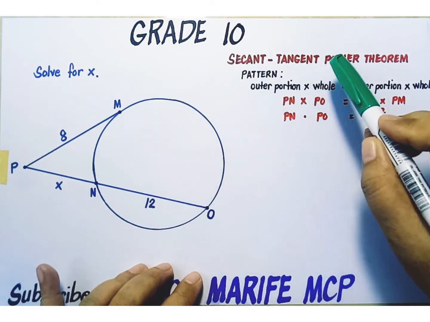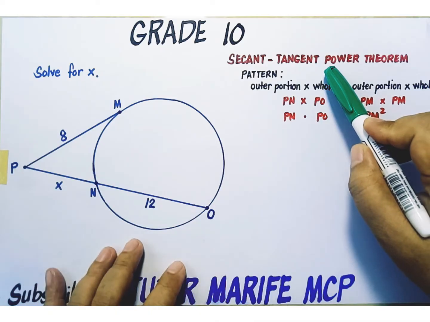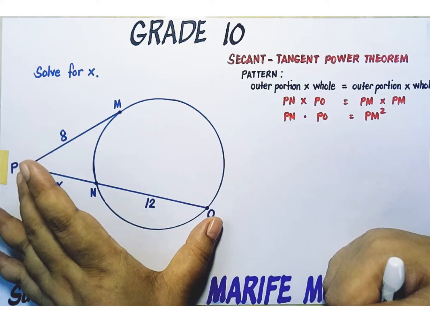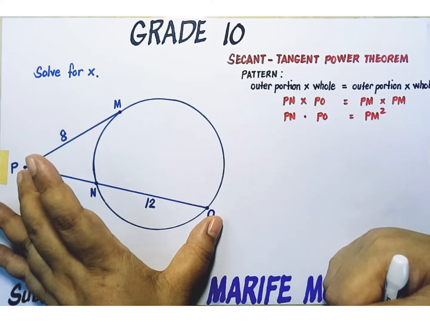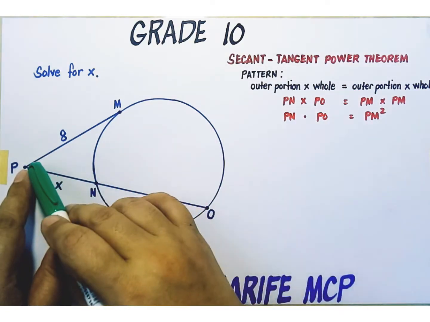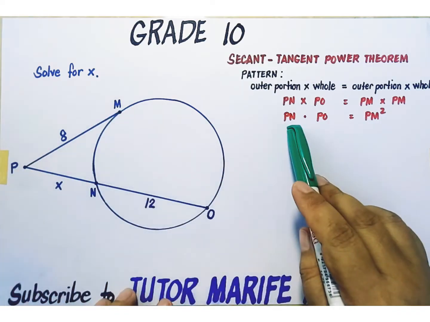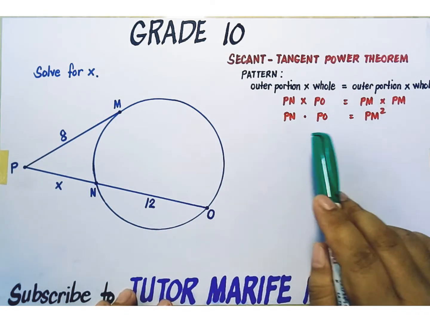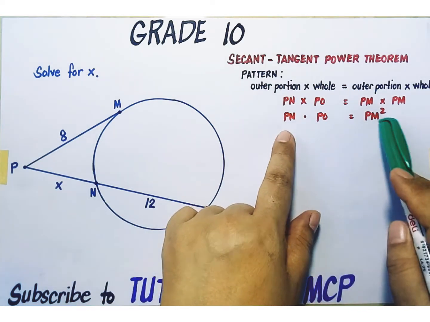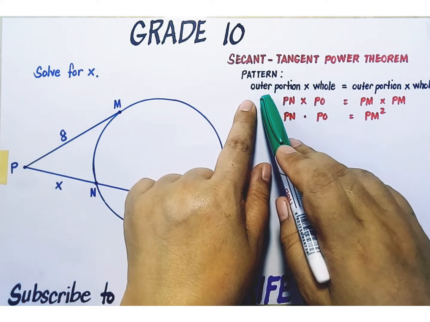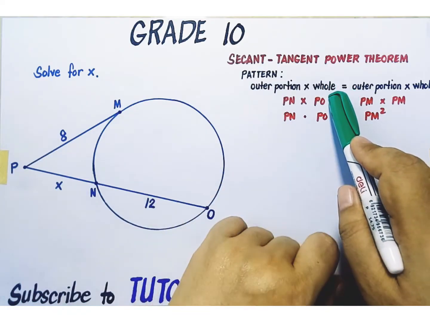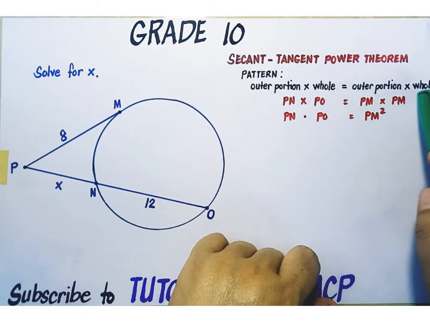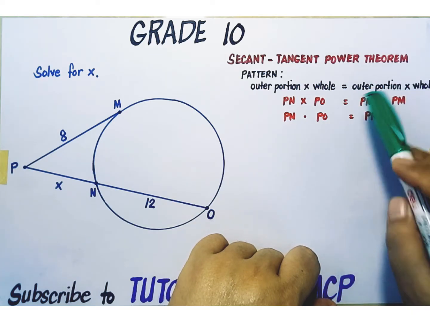This theorem tells us that the product of the measures of the external secant segment and the entire secant segment is equal to the square of the measure of the tangent segment. This is the equation. In other words, this equation follows this pattern: outer portion times whole for the secant segment, outer portion times whole for the tangent segment.